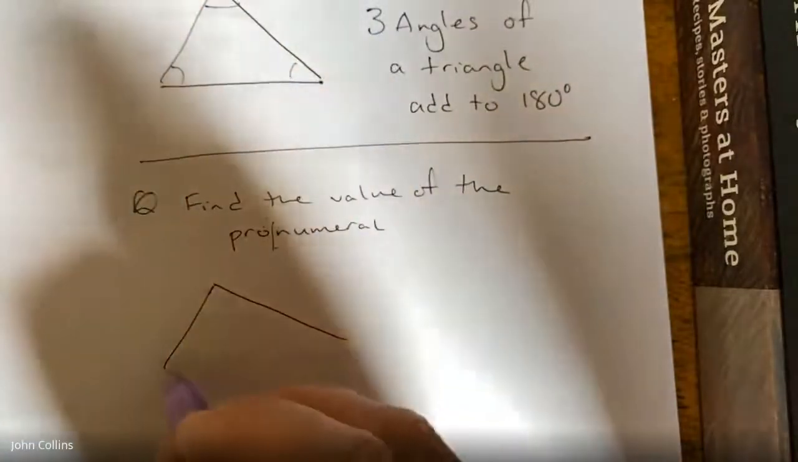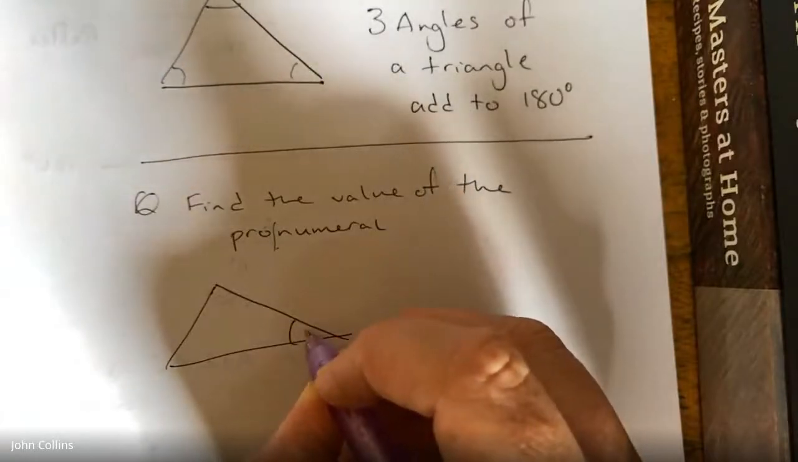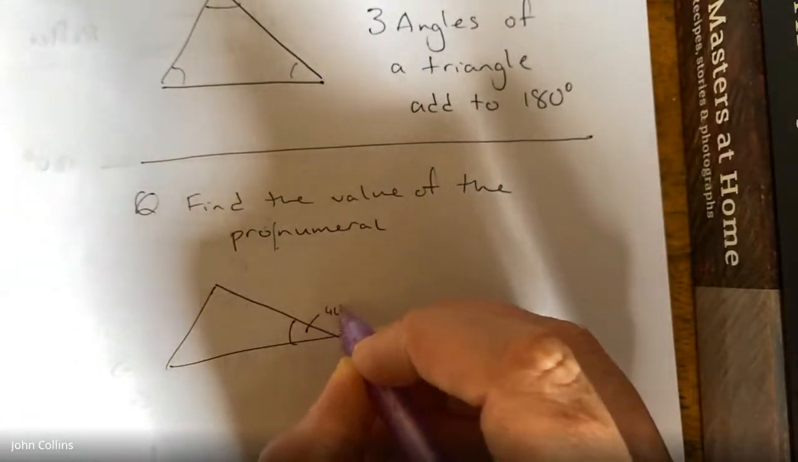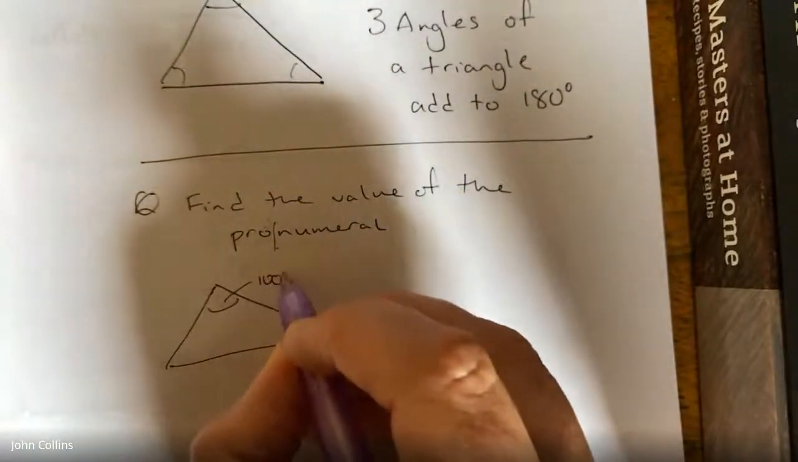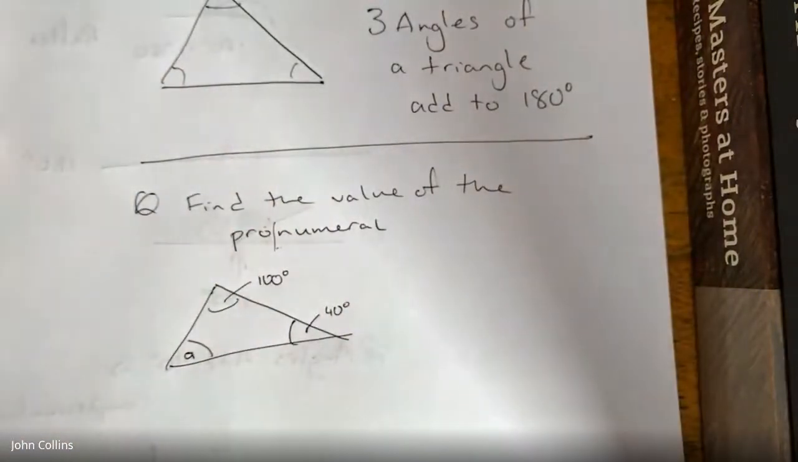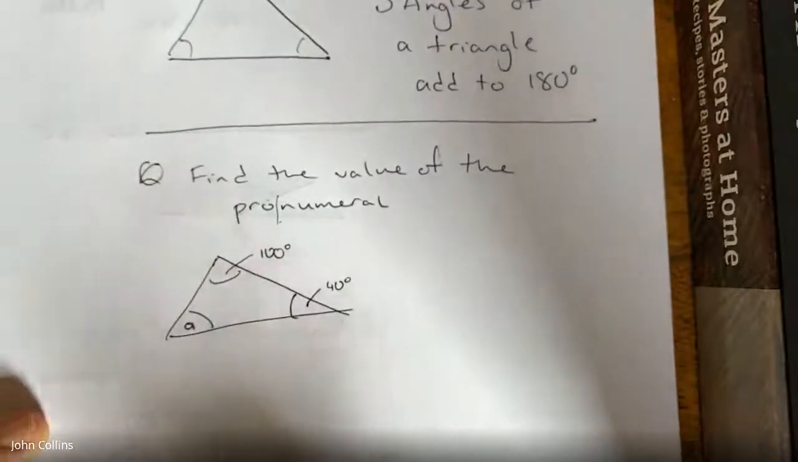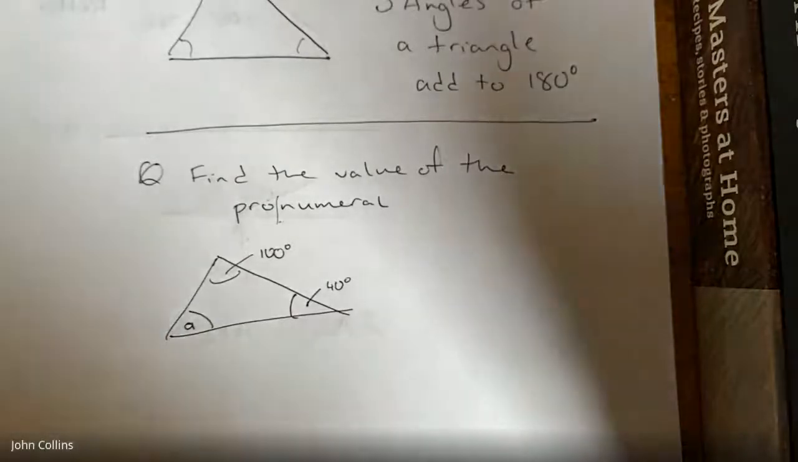So we draw a triangle. Oops, that's not a great triangle. Do put this in your notes though. This angle here is 40 degrees. This angle here is 100 degrees. But we don't know the value of angle A here, which would be the pronumeral. Anyone think they would have the answer for the angle for A, even though we don't know what it is?